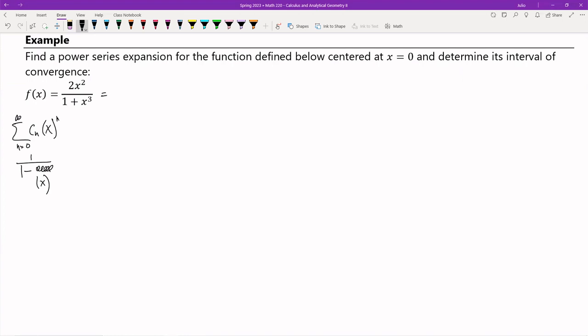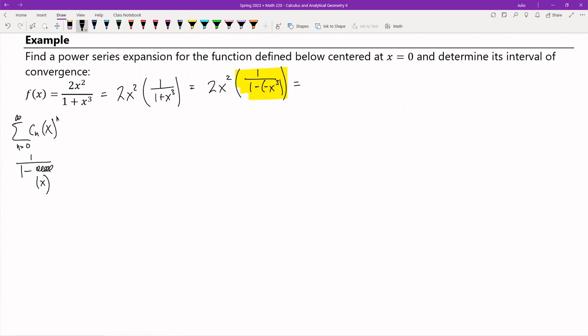The first thing I'm going to do is grab my 2x squared and pop it out. So it's going to be 2x squared times 1 over 1 plus x cubed. The 2x squared is going to remain outside. I'm going to manipulate that positive in the denominator: 1 over 1 minus minus x cubed. And here we have it. You guys see this? This is the magical thing that we needed right here, because then I can use that to turn it into my power series.